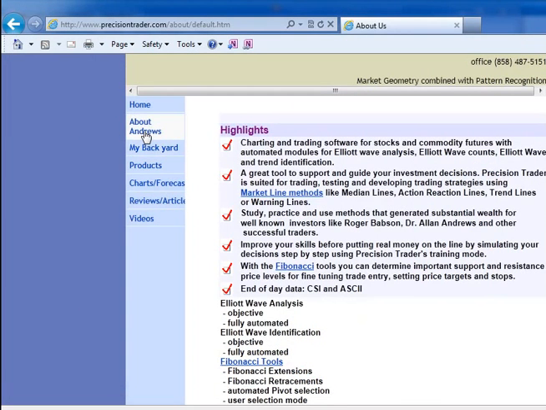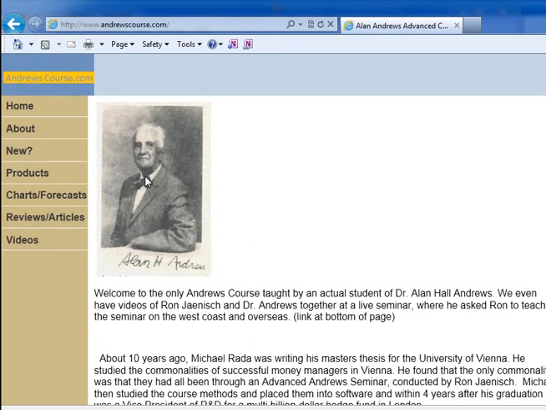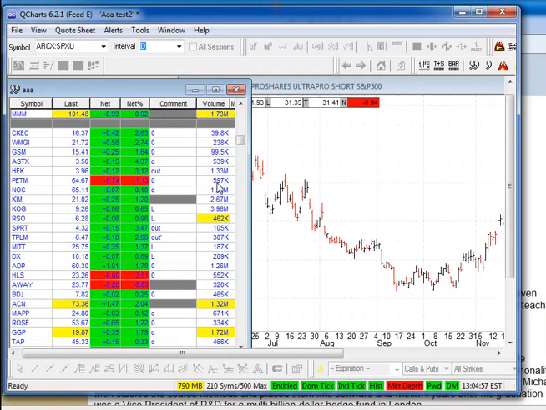And what's Andrews? Well, Andrews is Dr. Alan Hall Andrews, and Dr. Alan Hall Andrews is someone I had the privilege of meeting and spending time with and learning from. And he developed some techniques for understanding how far markets will go and understanding the strength and weakness of a trend. And so let me give you some examples of how it works, to make it a little easier.